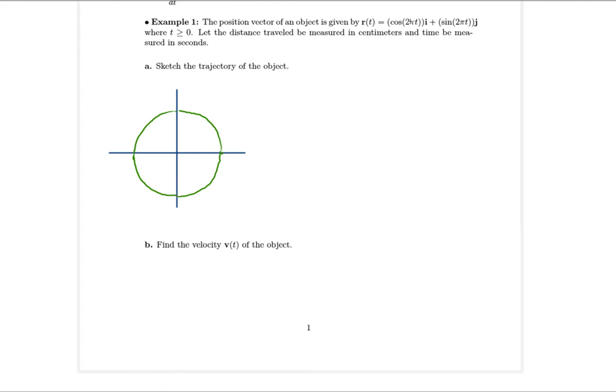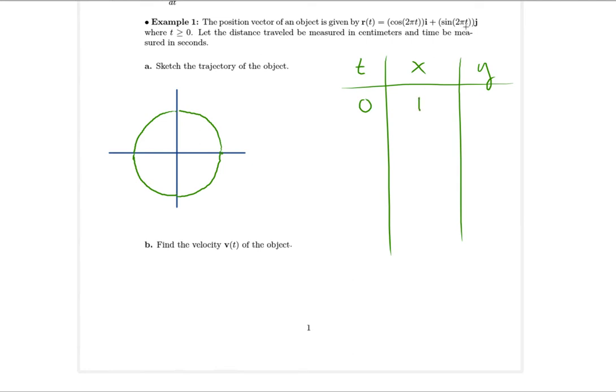So when I let t be 0, actually I meant to make a table here. So when I let t be 0, my x is going to be the cosine of 0, which is 1, and then the sine of 0 is 0. So that puts me right here. And then if I put t equal to 1/4, for example, I'm going to get the cosine of pi over 2, which is 0, and the sine of pi over 2, which is 1.